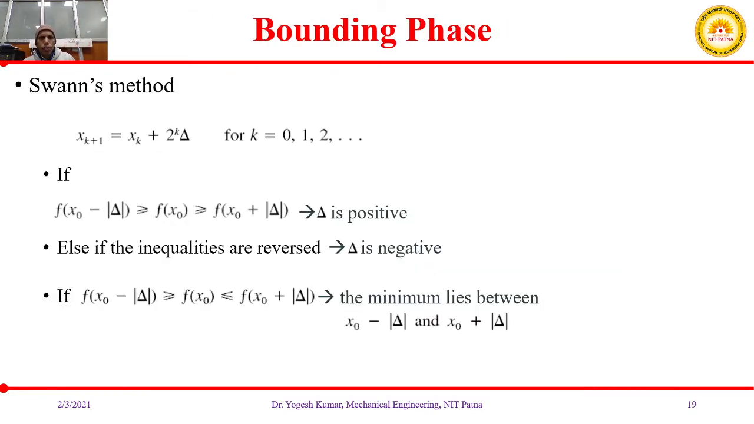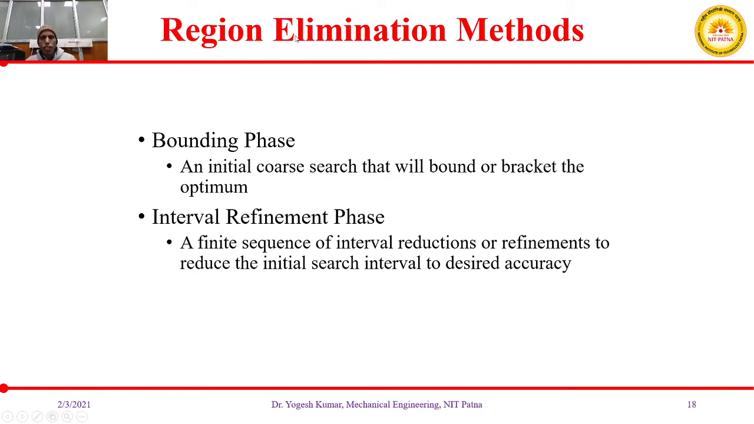Okay. So in this, there are two phases. First one is bounding phase. In bounding phase, we are searching the intervals in which your optimum value will lie. Okay. So in technical terms, it is said that we are bounding our solution, or we are bracketing our optimum solution between two limits. Okay.